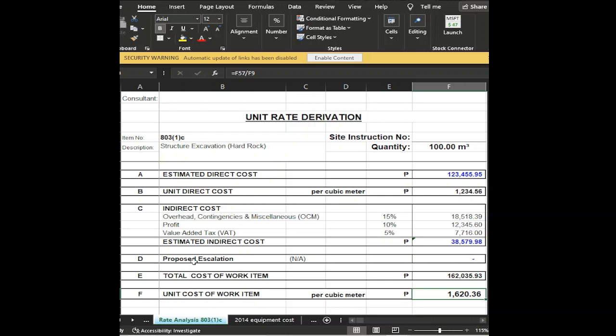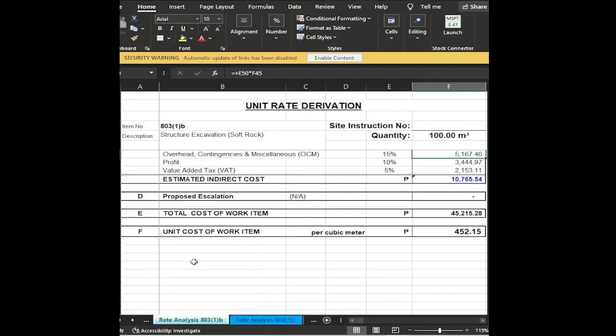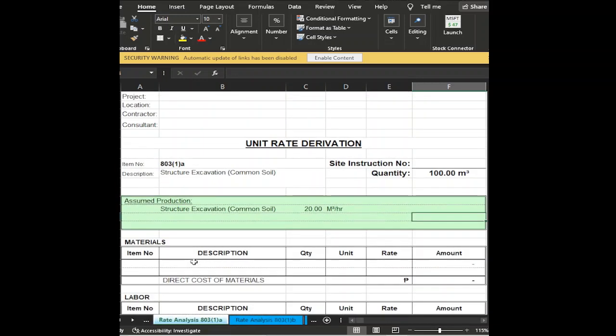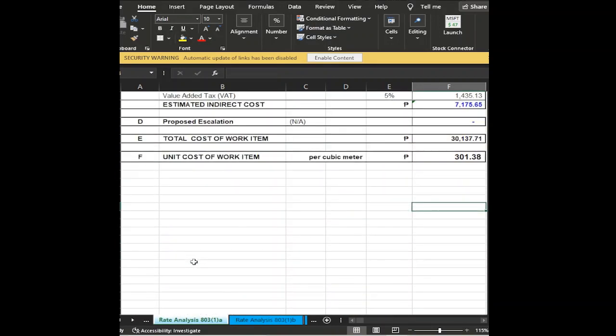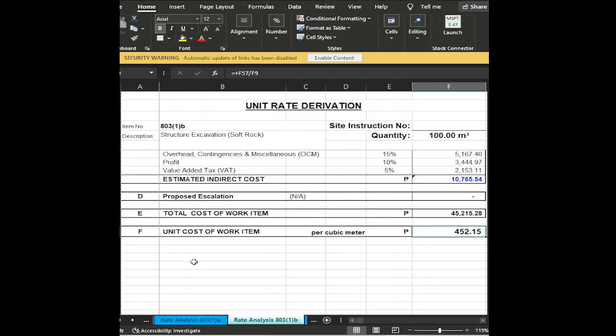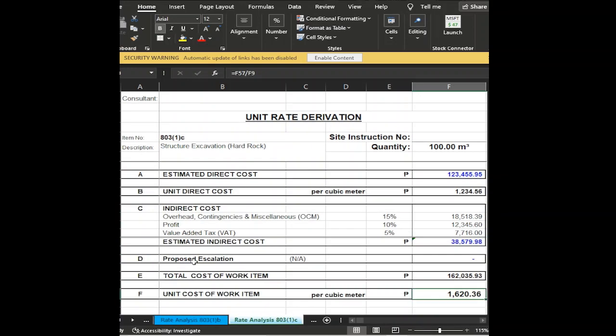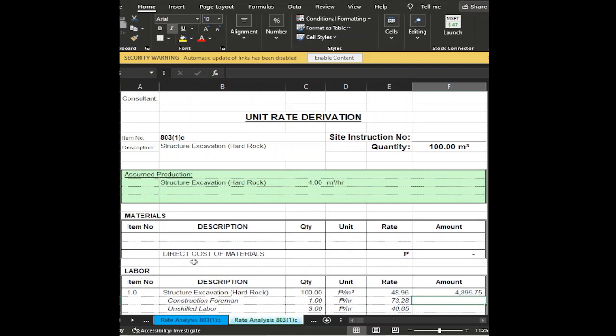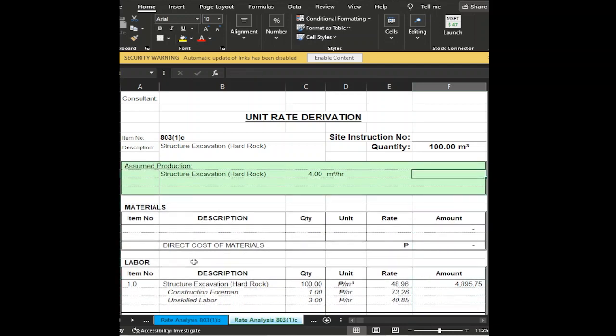As you can remember, guys, our soft rock excavation is only 452. This is our soft rock excavation, guys. And we have also for common soil, it is only 301. Our hard rock excavation is 1,622 because our excavation production is only 4 cubic meters per hour.